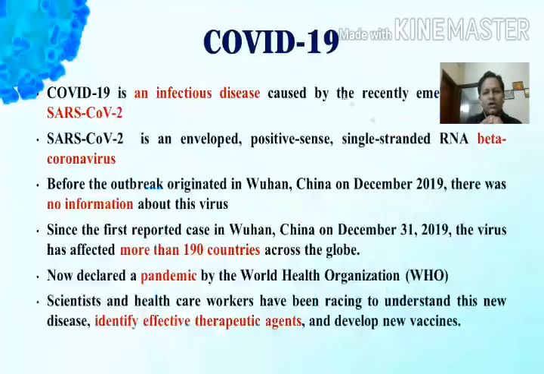So as we all know, COVID-19, that is coronavirus disease 19, is caused by the recently emerged virus SARS-CoV-2, severe acute respiratory syndrome coronavirus 2. It has been named CoV-2 just to differentiate it from the previous one, which had also emerged in China in 2003. Now these SARS-CoV-2 viruses are basically single-strand RNA beta coronaviruses. Beta coronaviruses are viruses which have zoonotic origin, that is, they have emerged in animals.